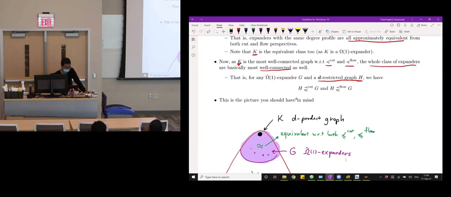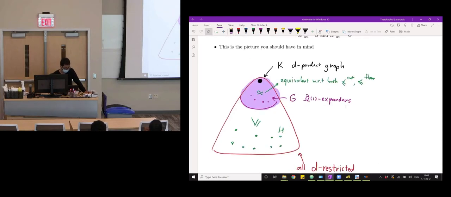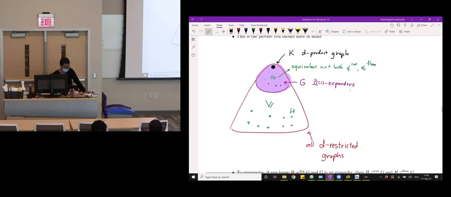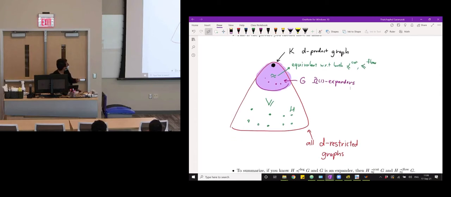All right. So that is just a review, and this is a picture that you should have in mind. You have an equivalence class here, and this is the biggest one. And what is this equivalence class? It contains both the product graph and an expander.